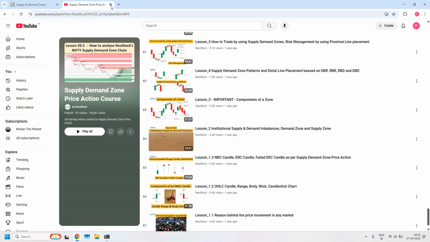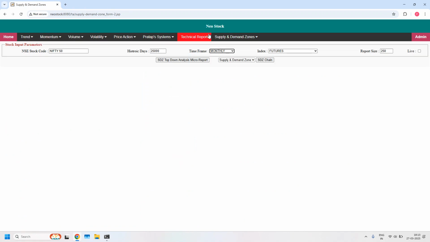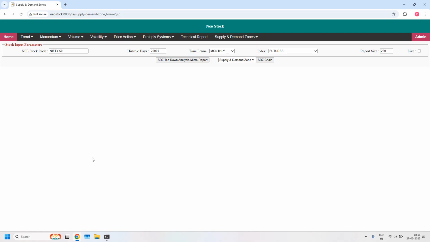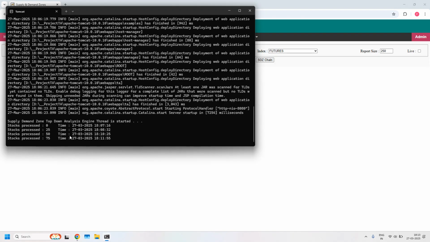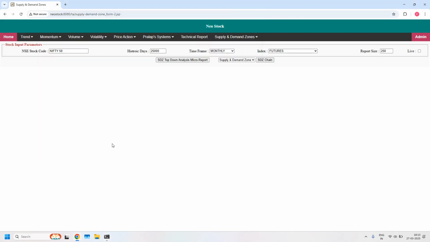Now let's get into the report generation with the help of NeoStock Software. In today's report, first I am going to generate NIFTY and BANKNIFTY supply demand zone chain. Because top-down analysis is going on in the background, it may take some more time to complete. Meanwhile, we will generate these reports.